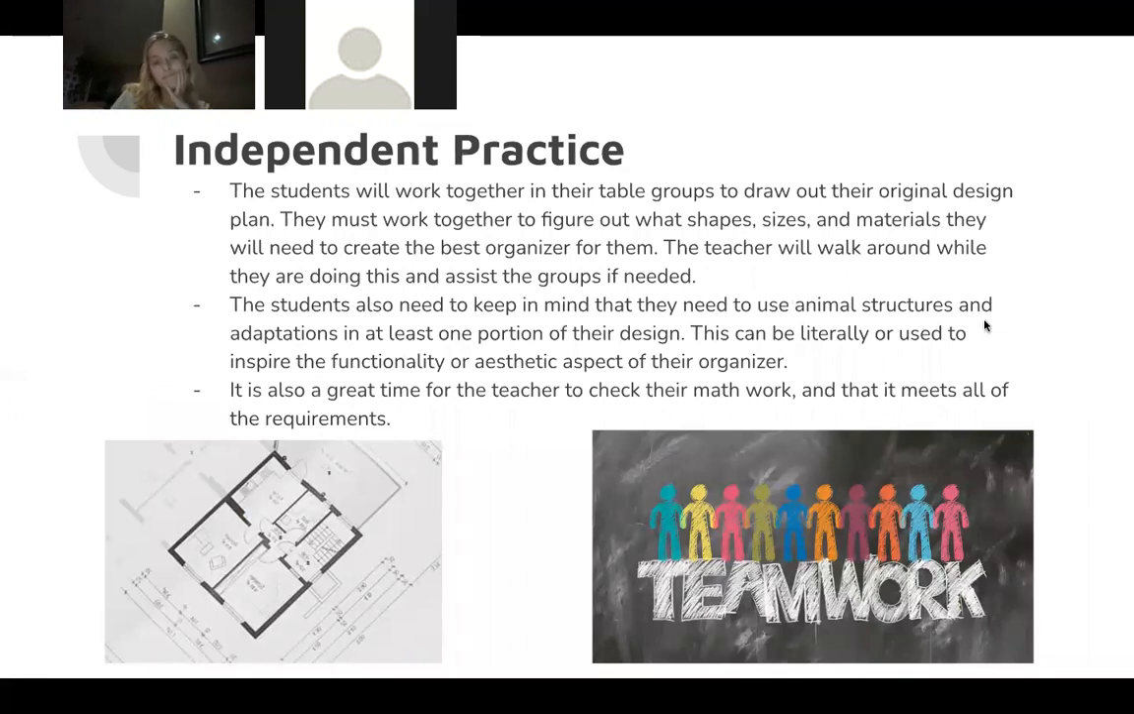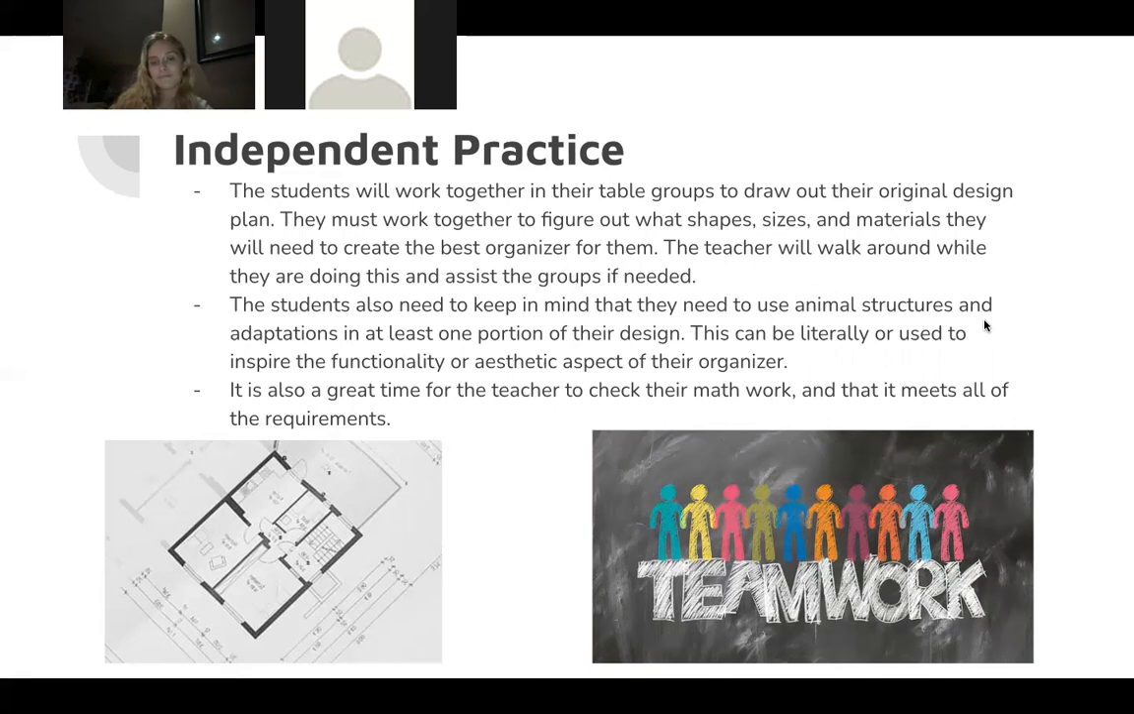For the independent practice, which the students will be doing in groups, they'll work in groups, and first they'll start out by planning and drawing out the original design plan. They have to figure out what shapes, sizes, and materials they'll need to create the best organizer for them.